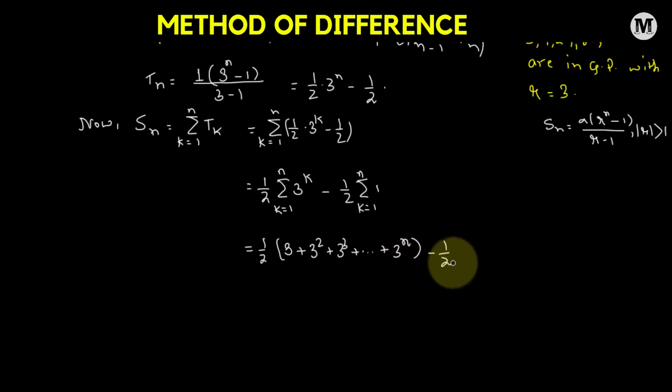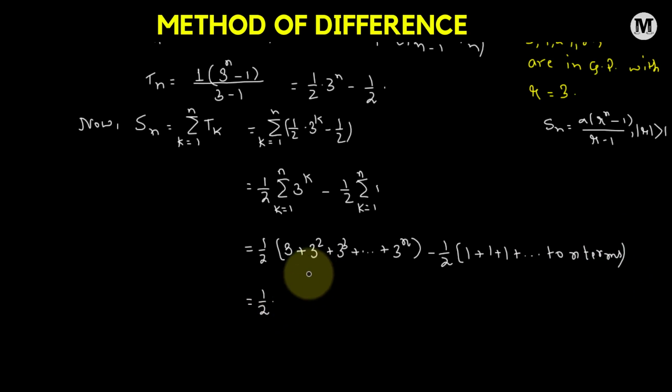Minus 1 half multiplied by the summation of 1 with k running from 1 to n. This simply means that we are adding 1 to itself, going all the way up to n terms. This is going to be equal to half multiplied by, now this is again a geometric series with n terms, first term being 3 and common ratio being 3. So we have 3 multiplied by 3 raised to the power of n minus 1 divided by 3 minus 1, so that's 2, minus half multiplied by 1 times n, so that's simply going to be n.